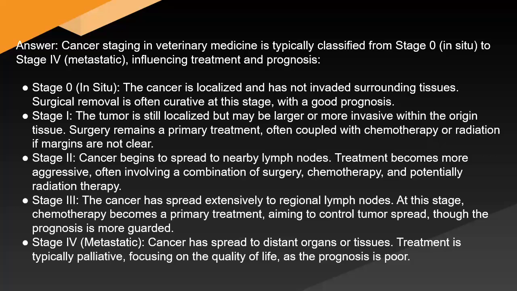Stage II: cancer begins to spread to nearby lymph nodes. Treatment becomes more aggressive, often involving a combination of surgery, chemotherapy, and potentially radiation therapy. Stage III: the cancer has spread extensively to regional lymph nodes. At this stage, chemotherapy becomes a primary treatment, aiming to control tumor spread, though the prognosis is more guarded. Stage IV, metastatic: cancer has spread to distant organs or tissues. Treatment is typically palliative, focusing on the quality of life as the prognosis is poor.